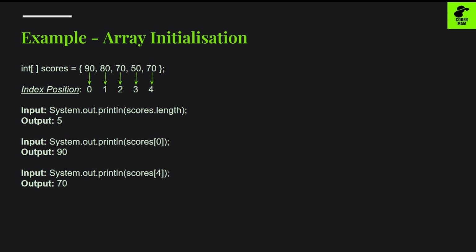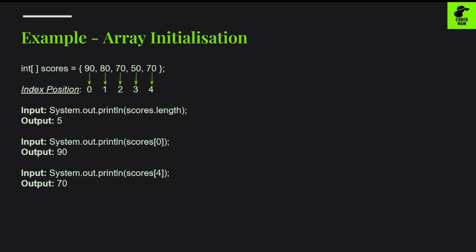So here how many values we are giving? 5 values we are assigning to the array scores. Array name is scores here. First element will be stored in 0th location. Always first element is in 0th location. Then here the size of the array is 5. So last element is in 4th location.